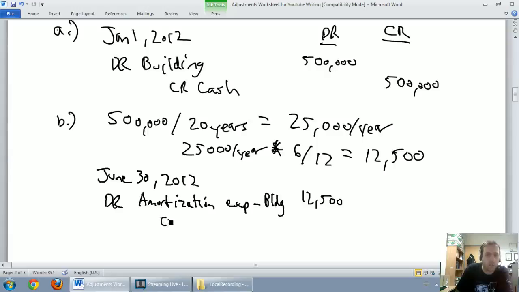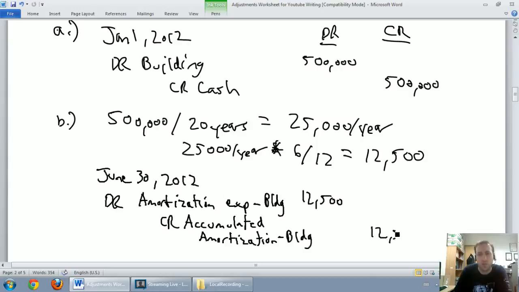Then we're going to credit accumulated amortization, and now this is a special account. It's called a contra asset account, and we'll discuss that in a second. But we're going to credit accumulated amortization on our building, again for $12,500. Debits do indeed still equal credits.